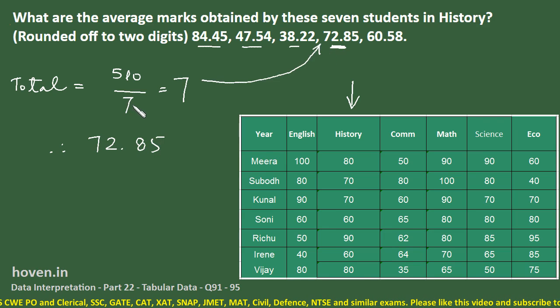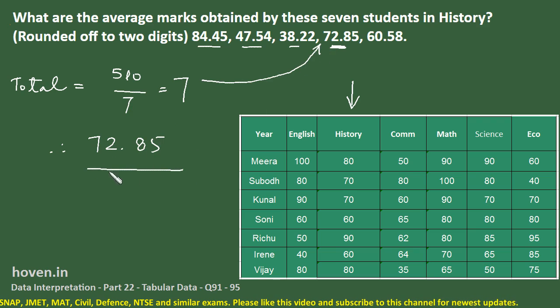We haven't calculated any further. We simply checked the starting digit and we were able to sort out that the answer would be 72.85. This is how we can use shorter techniques to solve such questions. Let us move to the next question now.